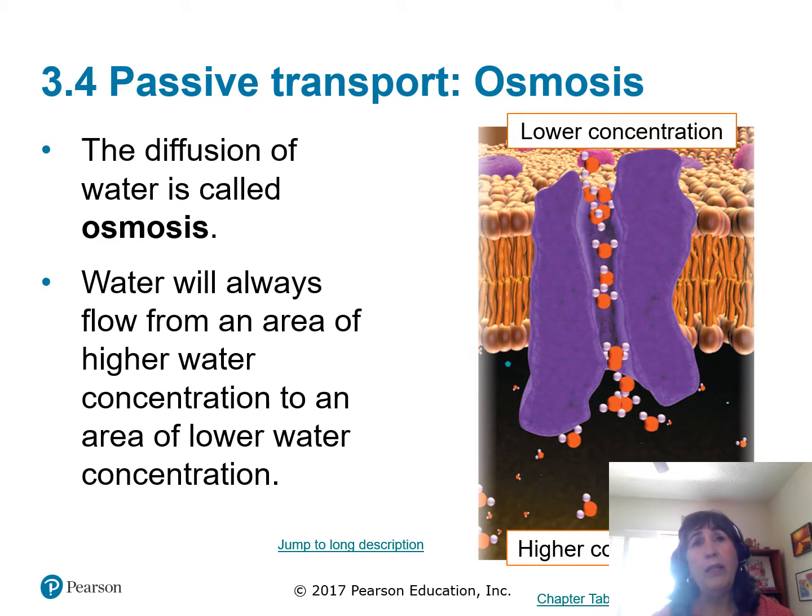Water will always flow from an area of higher water concentration to an area of lower water concentration. I have a simple rule to remember: water always follows the solutes. Water always follows the salts. So whatever is dissolved in water, that's what water is going to follow. Okay, so water always follows the salts, and that way you know which way water is moving.